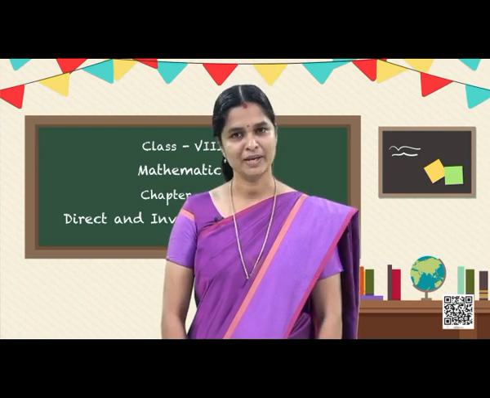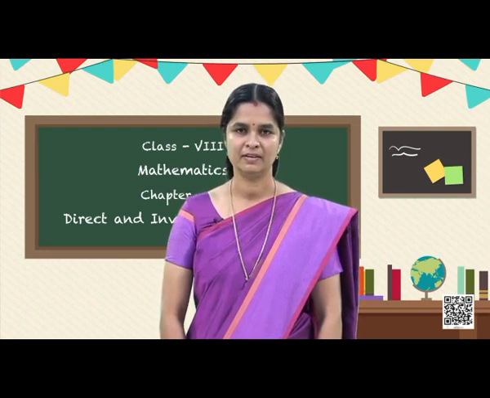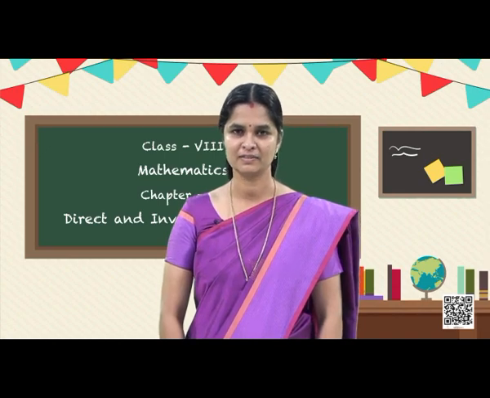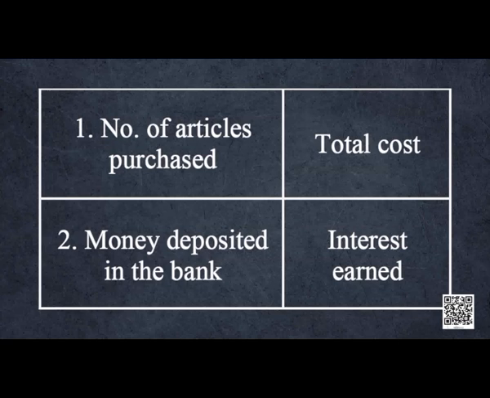We come across many such situations in our day-to-day life, where variation in one quantity brings in variation in the other. Can we list some more examples? Look here. Number of articles purchased and the total cost. Money deposited in the bank and the interest earned. In both these cases, when one quantity increases or decreases, the other quantity also varies in the same way.